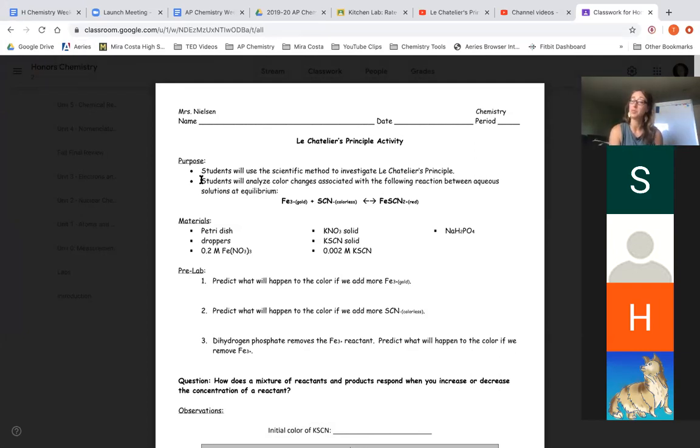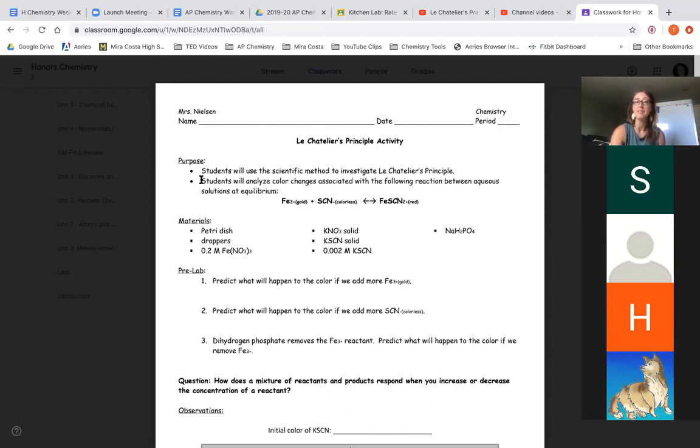So Le Chatelier's principle is something we come across quite often in chemistry. It gets applied to not only equilibrium, but also acids and bases, which we'll be covering very soon. And we're going to analyze some shifts in equilibrium using color changes.